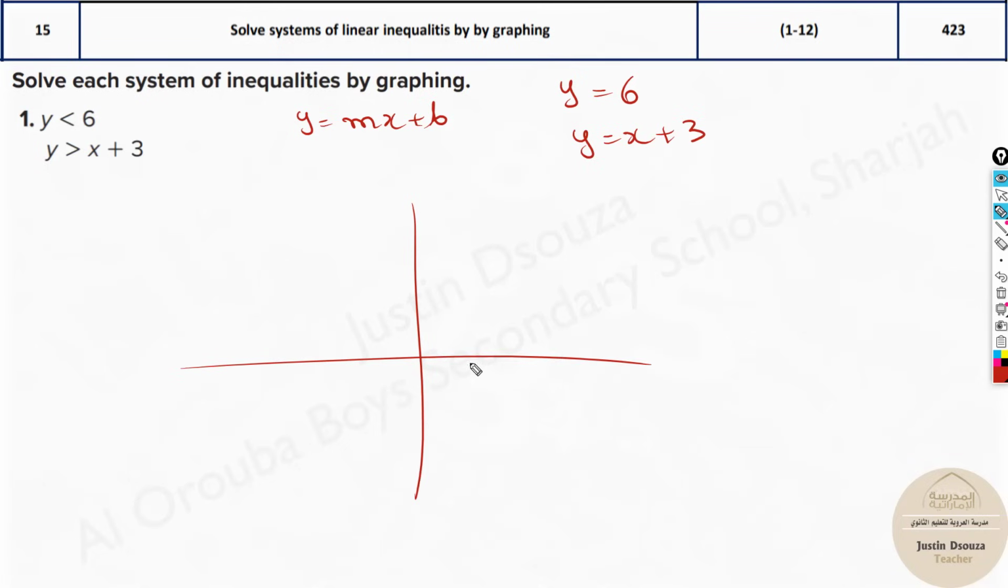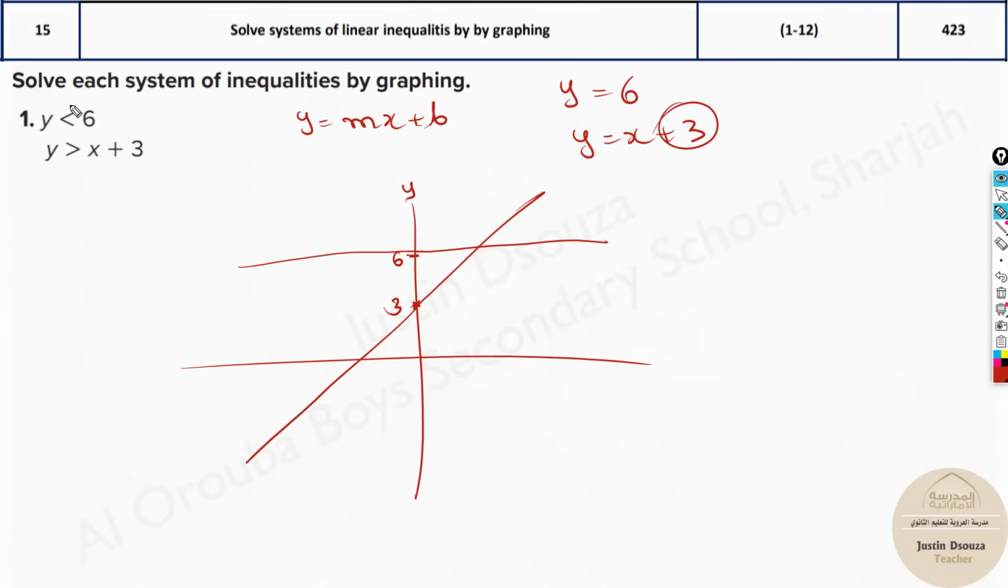Now, if you have a coordinate plane, y equals 6 means on the y-axis, this is 6, you draw a line over there, isn't it? That's the equation. And what about x plus 3? Y equals x plus 3, this plus 3 is the y-intercept, it's somewhere over here, 3, and it's plus x, so it will be a positive slope, it will go up something like this. It's a rough graph, it's not accurate, but that's fine.